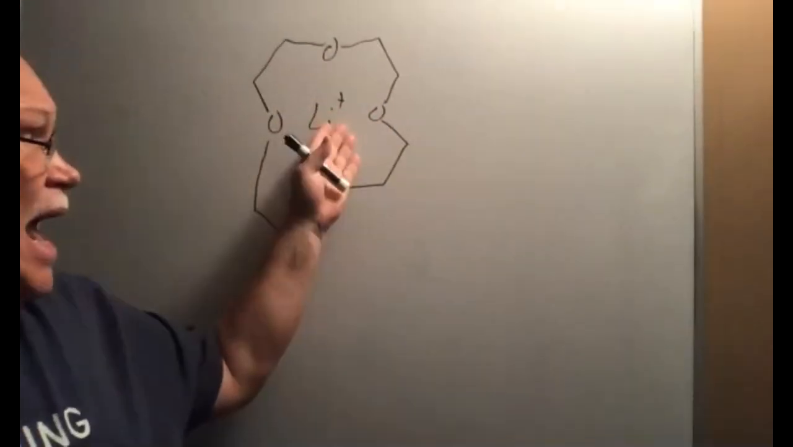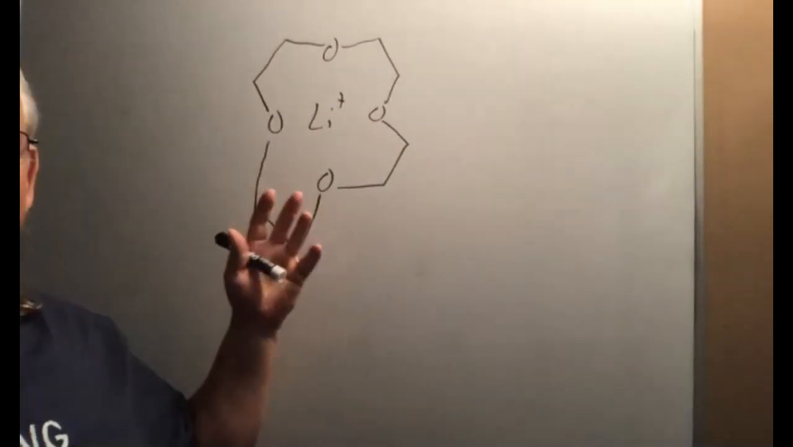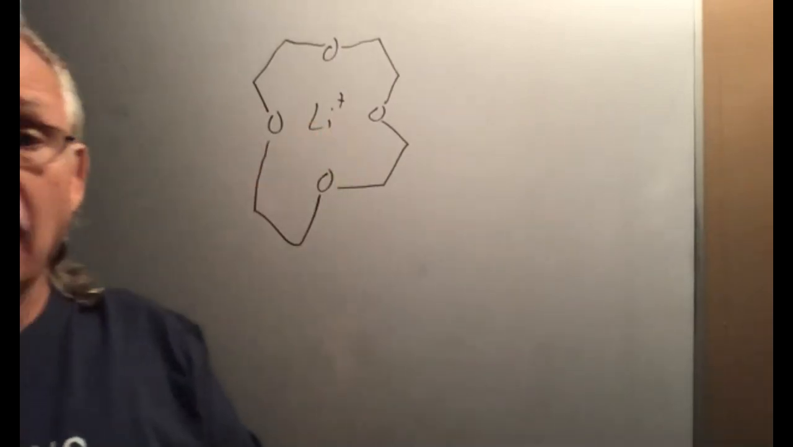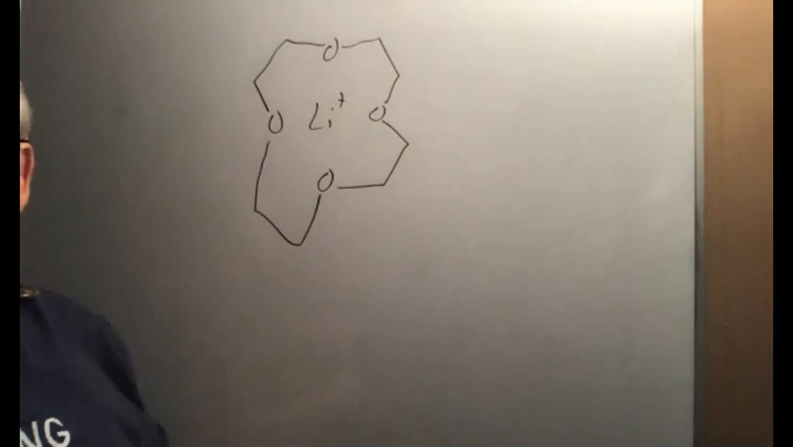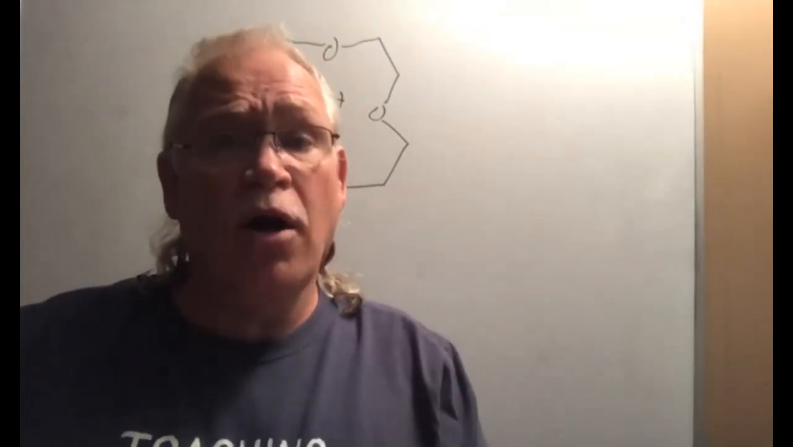But I could add 12 crown 4 ether. It would solubilize the lithium ions. The lithium ions would go up into the ether layer. The sodium ions, since they don't fit in this cage, would stay in the aqueous layer. So we can separate ions using the extraction method that we learned last semester by putting a crown ether in with the water mixture, shaking it. The lithium would go up into the crown ether and the sodium would stay in the water layer.